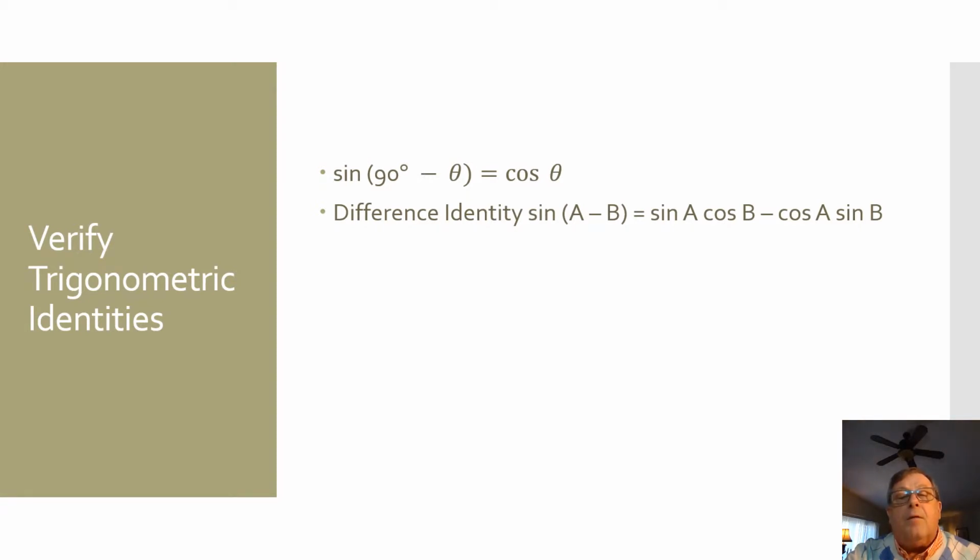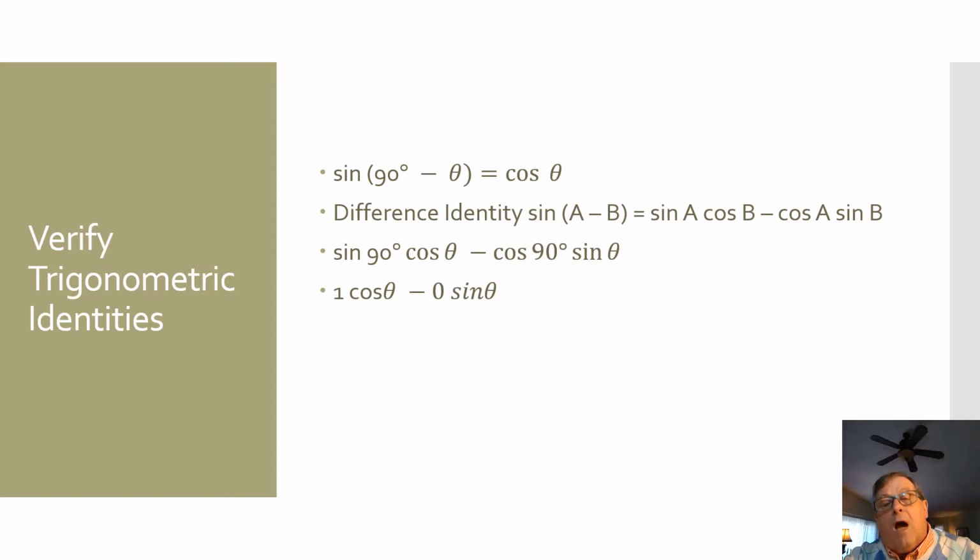Let's substitute in our 90 degrees and our theta into our difference identity. When we do, that gives me the sine of 90 degrees times the cosine of theta, and I don't know what theta is, minus the cosine of 90 degrees times the sine of theta. Now, the sine of 90 degrees, and 90 degrees is also pi over 2, is equal to 1. So at this point we have 1 times the cosine of theta. And the cosine of 90 degrees is 0, so now we've got 0 times the sine of theta.